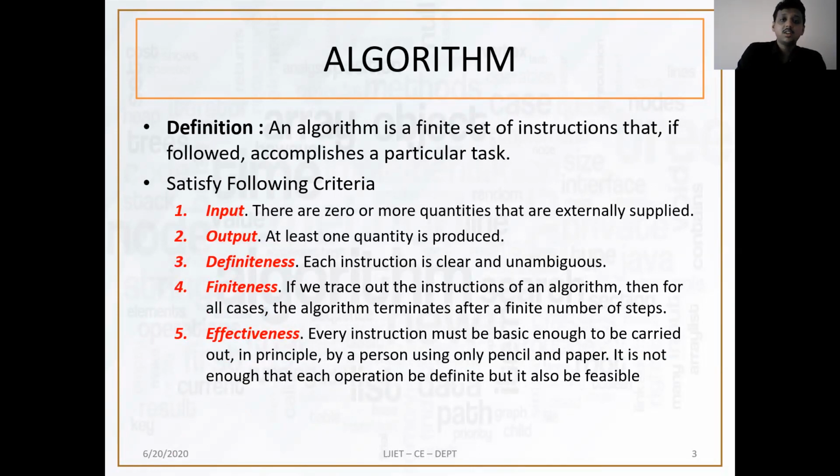Here, each and every algorithm has some criteria. The first one is input. An algorithm never works without input. If you want the sum of two numbers, those two numbers are known as input. If I do sum 20 comma 30, then 20 and 30 are the inputs. There are zero or more quantities that are externally supplied; those are known as inputs. Output is the result which is generated from it.